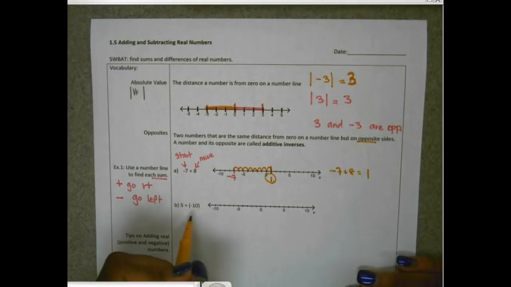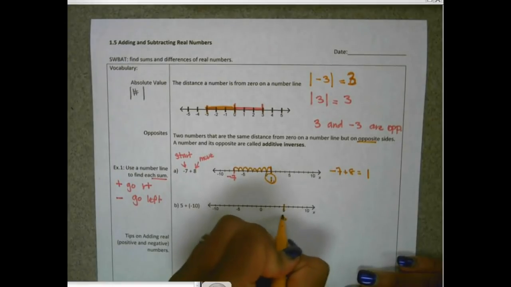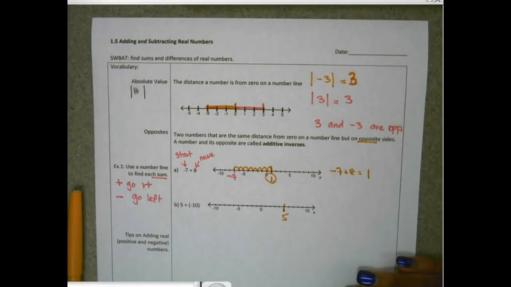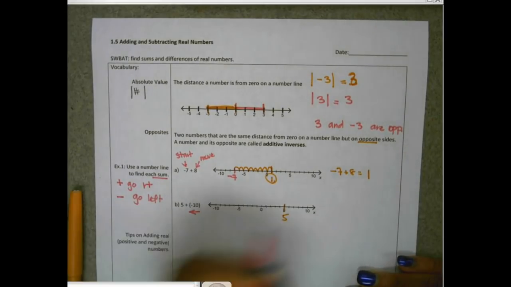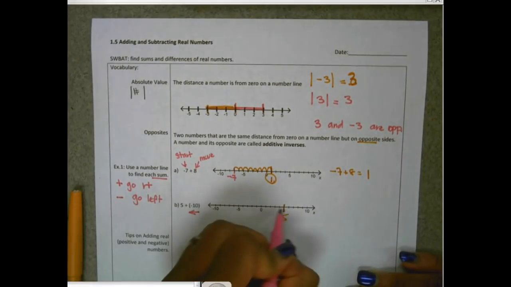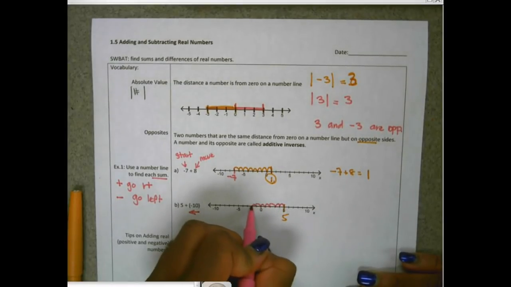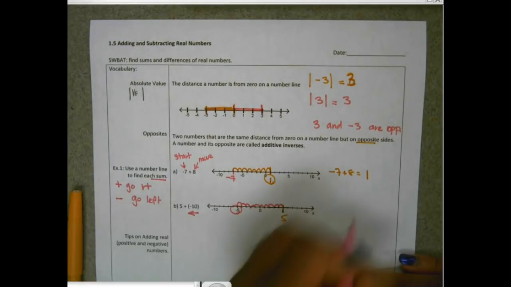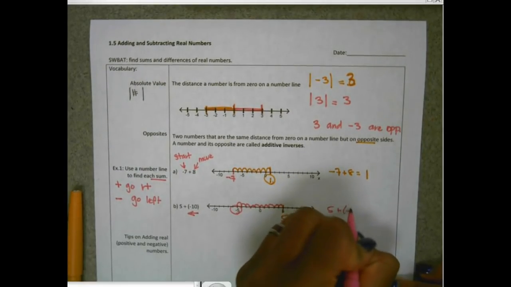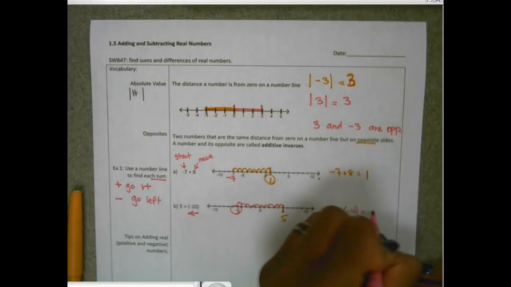Good. For the next one, I'm going to start at 5. And then I'm going to move 10 places. But I'm going to move to the left on this one. I'm moving to the left. Why? Because it's negative. So 1, 2, 3, 4, 5, 6, 7, 8, 9, and 10. So the result of 5 plus -10 is -5.